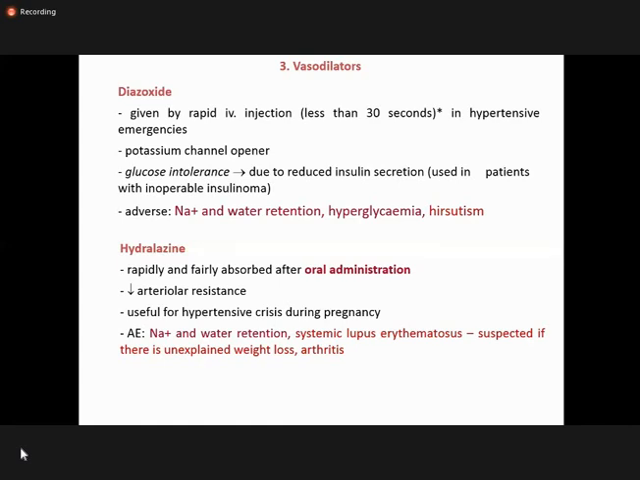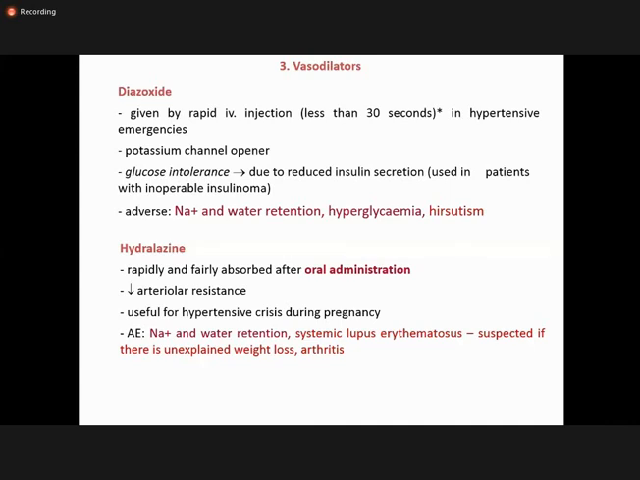Another drug, hydralazine, a very important drug. Rapidly and freely absorbed after oral administration and mainly decreases the arteriolar resistance. Useful for hypertensive crisis during pregnancy. This is an important point. And yesterday I also discussed one of the drugs used to treat hypertensive emergencies or crises.